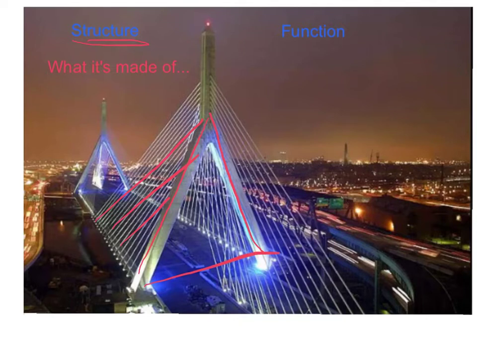When we're talking about the function of the Zakim Bridge, we would say something like, it's what it's used for. So in the case of the Zakim Bridge, it's used for cars to get from one location in Boston to another, or cars to drive over. It's important to understand the difference between structure and function, structure being what something's made of, and function just being how it's used.